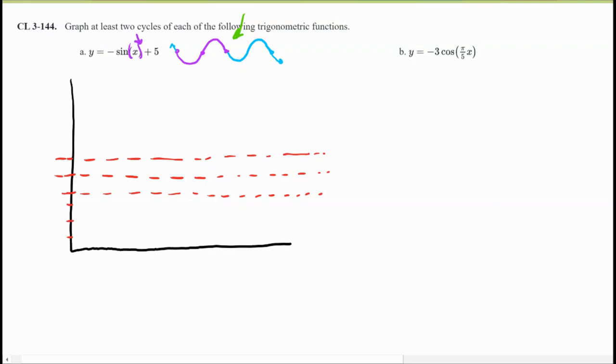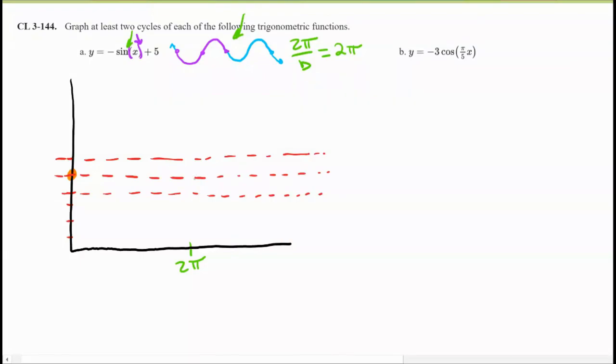Since there's no adding or subtracting, it means that I am not going anywhere to the left or to the right. What that means is that I'm going to start my first point at x equals 0. Since there's no b value, the number in front of x, the b value usually tells me the period, which is 2 pi divided by b. In this case, since b is 1, my period is just 2 pi. So that means that's where I'm starting to repeat.